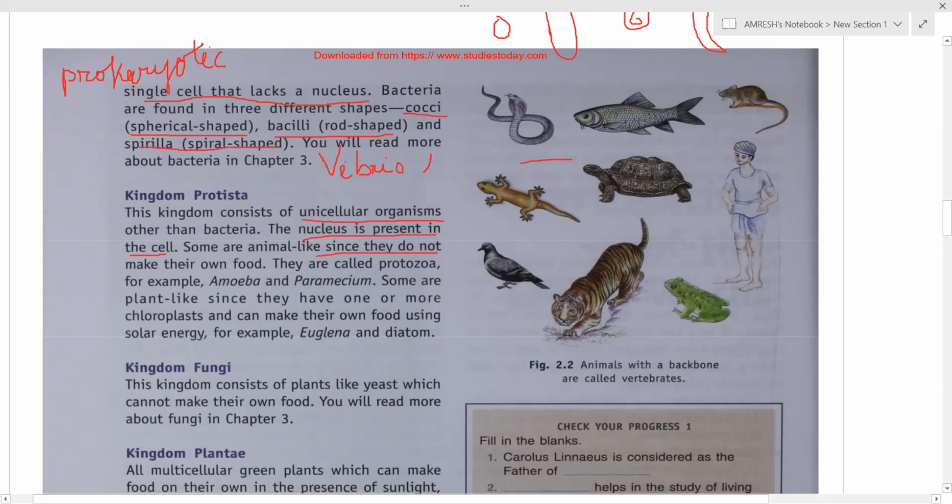Some are animal-like, they do not make their own food, so they are called protozoa. For example, amoeba and paramecium. Some are plant-like, they have one or more chloroplasts, and they make their food from solar energy.